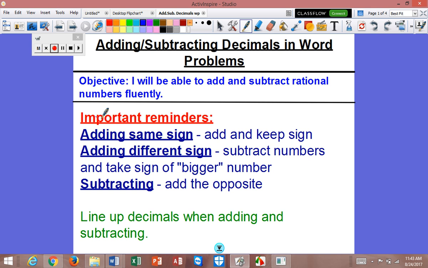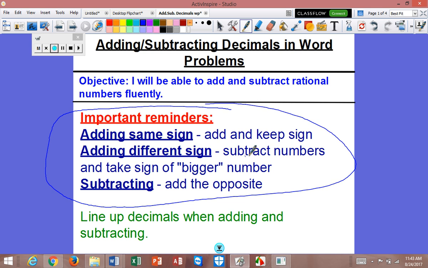Okay, here are some important reminders, and this part right here, you do not have to write down because we reviewed all of these integer rules in the last video. So again, you do not have to write all of this part down.